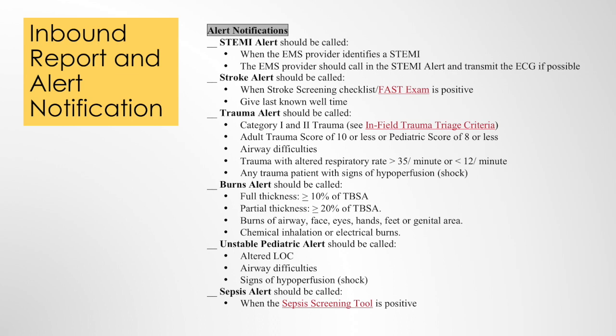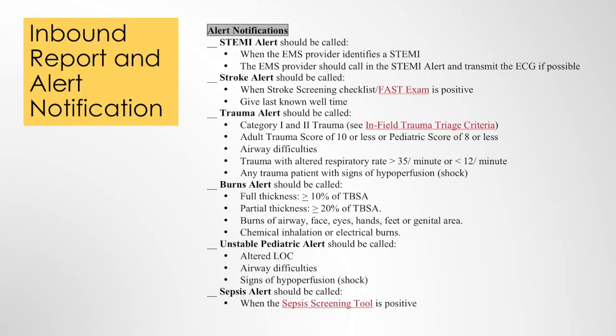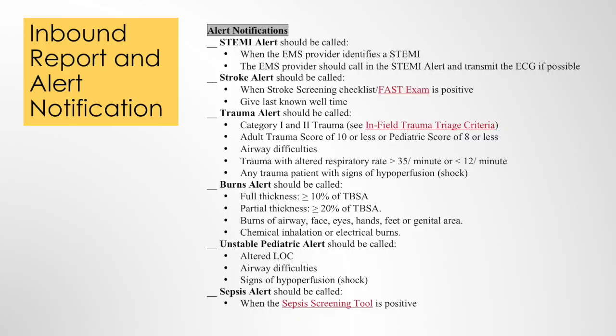Here we show the different alert notifications. Some of them you're already familiar with, like the STEMI alert, stroke alert, and trauma alerts. You've probably all done those at some point. Some of the other ones we do want you to call to the hospitals with advance notice, as soon as you can, would be a burn alert, and it gives you criteria there for which ones you would want to call. Also unstable pediatric patients, and then the sepsis alert, which is a new SMO that we have, and Richard will be talking about that one.